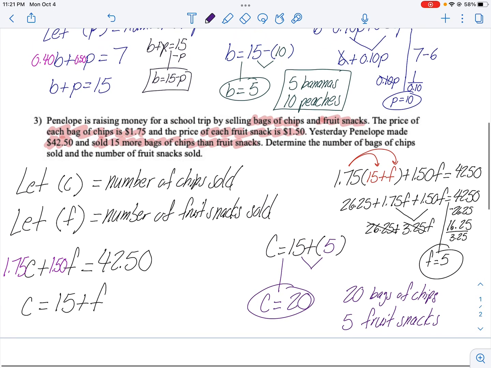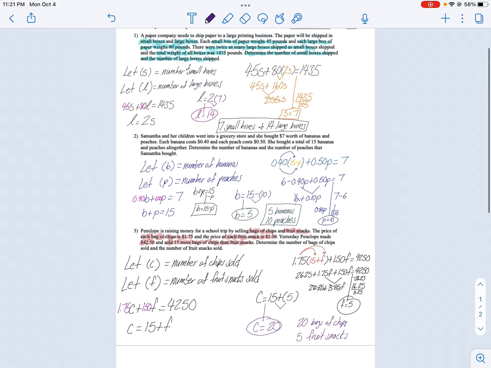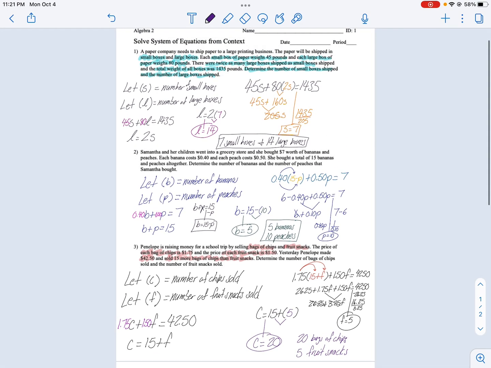There we go. Look at that. So this is the kind of example you are going to see in your assignment. So make sure you took some good notes.